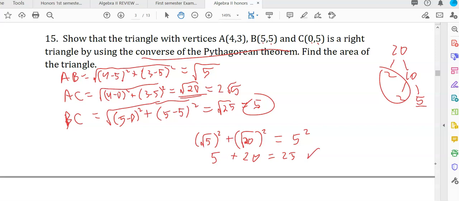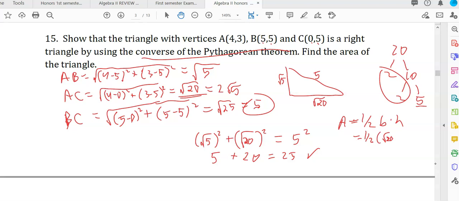Find the area of the triangle. Oh, well, if you draw this triangle, it's going to be one side square root of 5, one side square root of 20, and this side is 5. So the formula for area of the triangle is 1/2 base times height. So 1/2, I guess, square root of 20 times square root of 5. So that's square root of 100. So 1/2 square root of 100, which is 1/2 times 10. Half of 10 is 5. So the area is 5. That's our final answer, 5 square units.